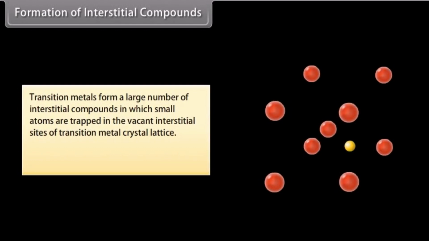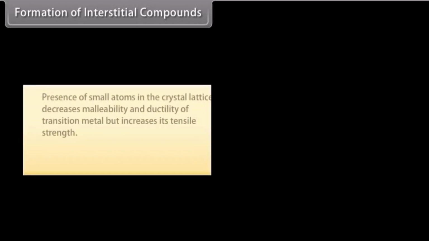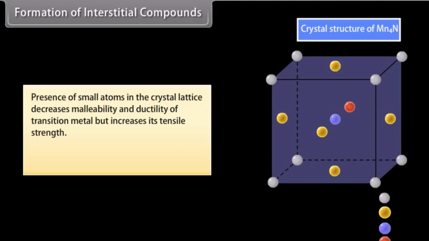Formation of interstitial compounds. Transition metals form a large number of interstitial compounds in which small atoms are trapped in the vacant interstitial sites of the transition metal crystal lattice. Bonds present in them are neither typically ionic nor covalent. For example, Mn4N and Fe3H. Presence of small atoms in the crystal lattice decreases malleability and ductility of the transition metal but increases its tensile strength. For example, cast iron and steel are hard due to the presence of trapped carbon in the interstitial spaces. They have high melting points and are chemically inert.